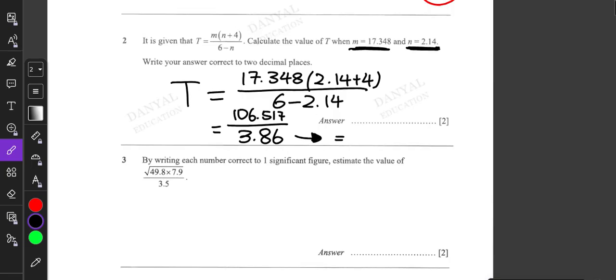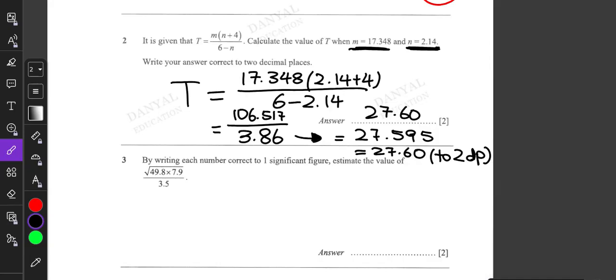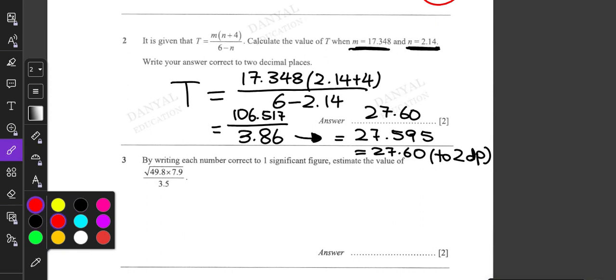Your answer will be 27.595. You therefore need to write 27.60, corrected to 2 dp. This is a primary school question. If you write this, you'll be guaranteed 2 marks.